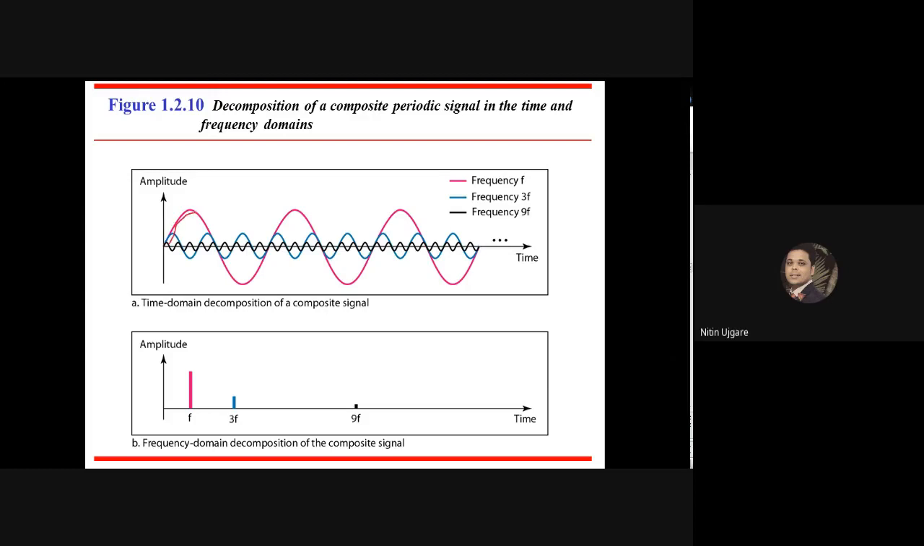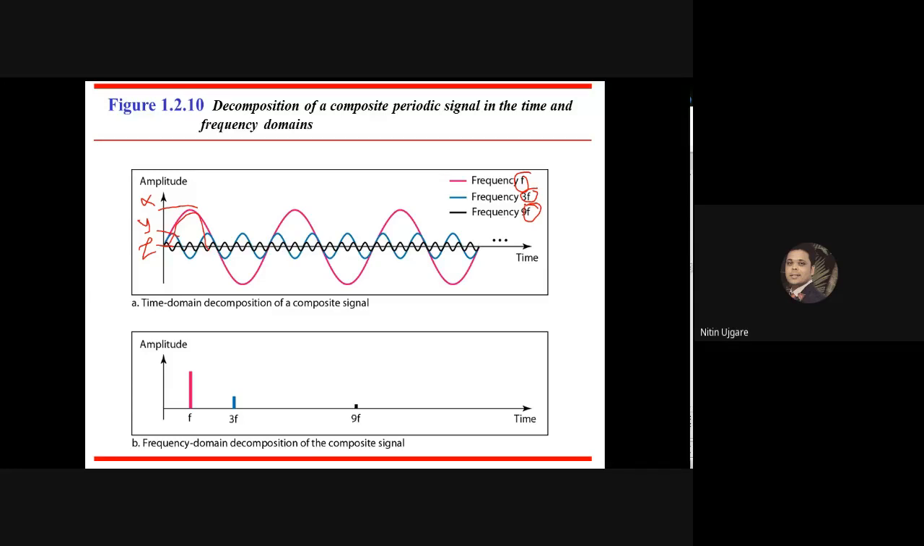The first signal is indicated with pink, the second with blue, and the third with black. Each of these three signals has a different amplitude. The first signal has maybe an amplitude x, the blue signal has amplitude y, and the black signal has amplitude z. Even the frequencies of these three signals are different. The frequency of the pink signal is f, the blue is 3f, and the black signal has a frequency of 9f.